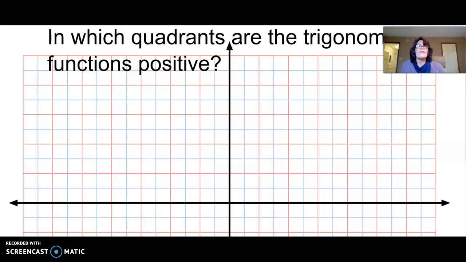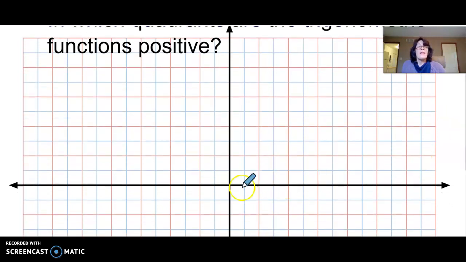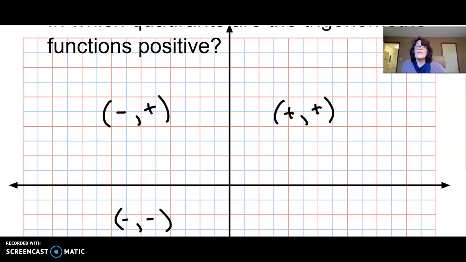Now, we want to think about where the trig functions are positive. Okay? So I'm just going to look at how I get in the first quadrant. I have to have a positive x and a positive y. To get in the second quadrant, I'm going to have a negative x, but still a positive y. To get in the third quadrant, both my coordinates are negative. To get in the fourth quadrant, I do have a positive x, but I have a negative y.